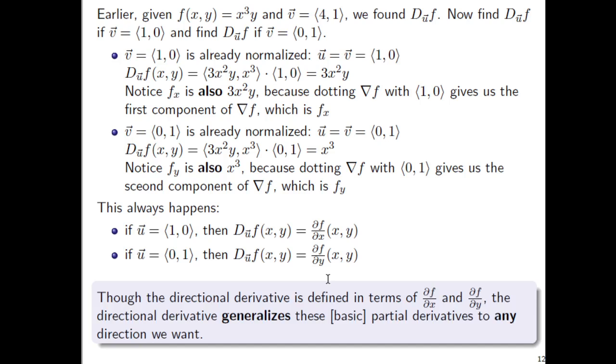So here's the thing, though. The directional derivative, as we had seen, was defined in terms of these two partial derivatives, maybe I shouldn't say defined, but is at least computed in terms of these two partial derivatives, the directional derivative itself generalizes these basic partial derivatives to any direction we want. So up until before these slides, we were able to just compute how does z change if you move purely east or purely north.